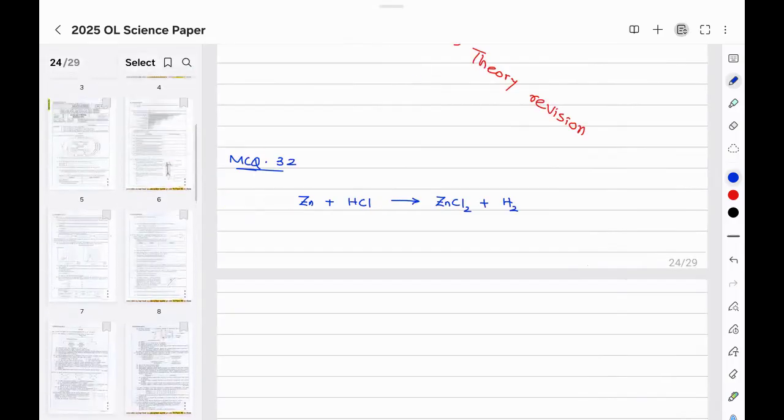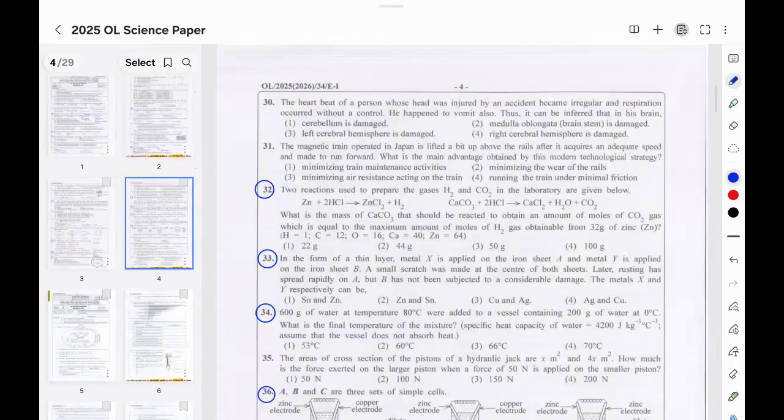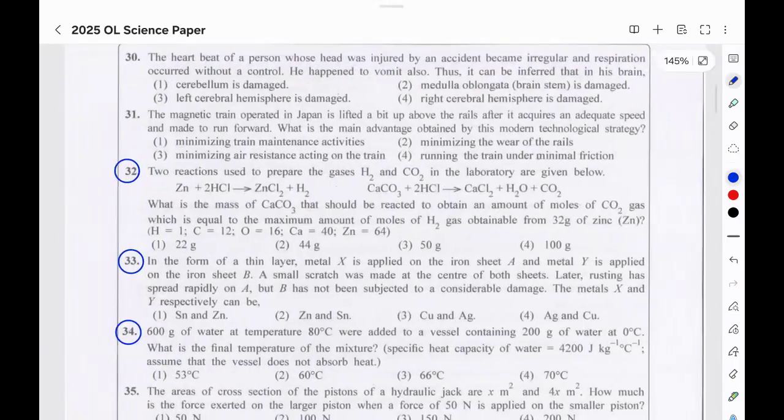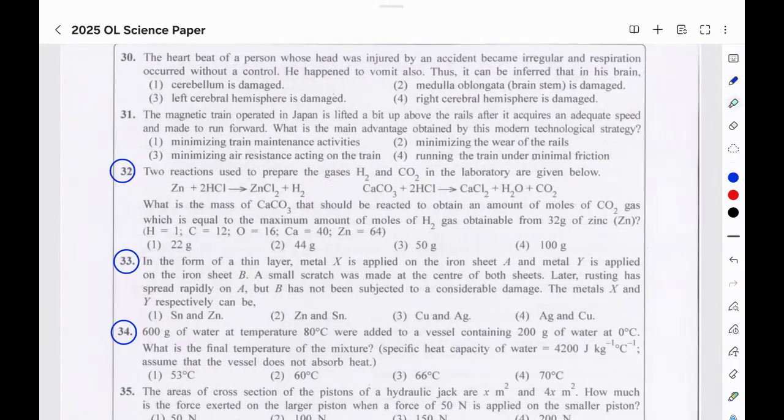relative atomic masses of all the elements. Now, in the exam paper, they are giving those values. So, therefore, you don't have to worry about them. Can you see that? They have given the relative atomic masses. Hydrogen is 1, carbon is 12, oxygen is 16, calcium is 40, zinc is 64, right? Now, they are asking what is the mass of calcium carbonate that we should take in order to release carbon dioxide moles that is equal to the maximum amount of hydrogen gas moles obtaining from the 32 grams of zinc, right?